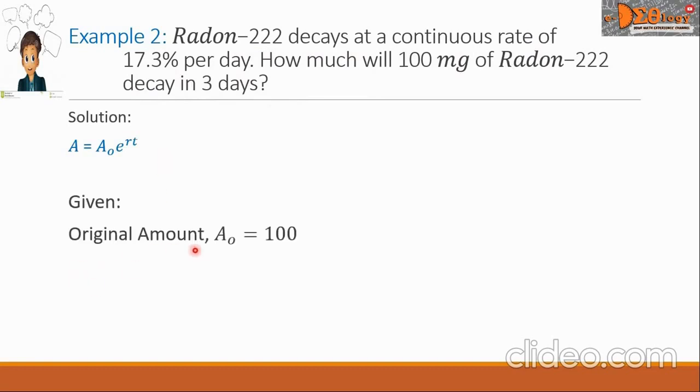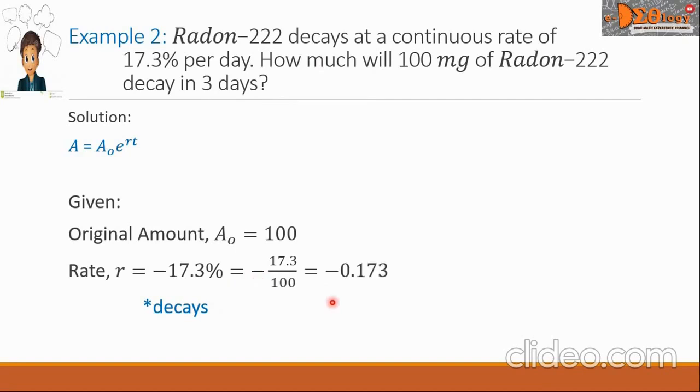First is the original amount. This is A sub O equals 100 milligram. Next is the rate. And we're going to write here negative 17.3% because of the word decays. And let us convert this percent into decimal. First, let us divide 17.3 over 100. The negative sign is still affixed. And we will have the final decimal as negative 0.173.